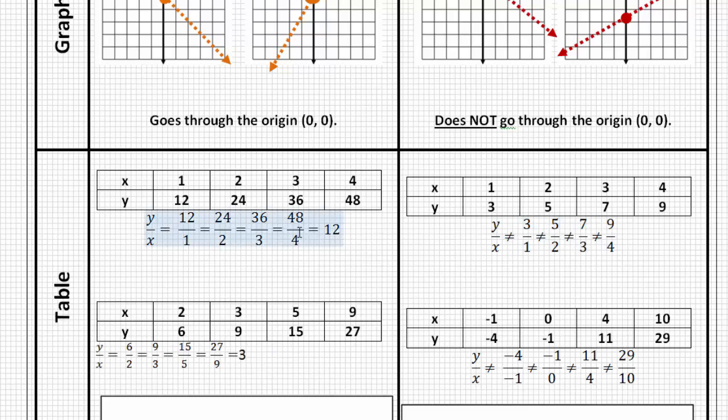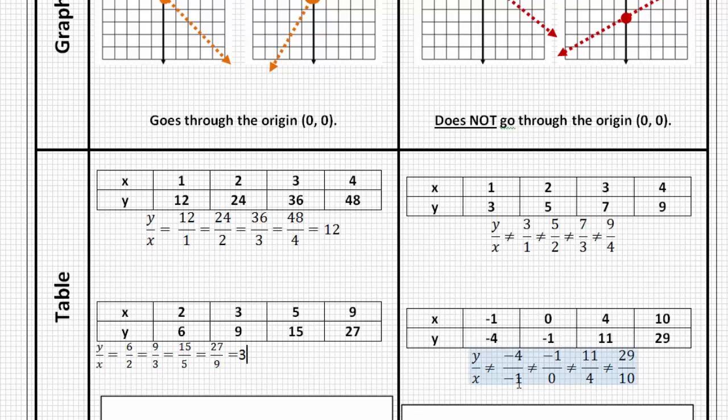But look over here. On our non-proportional relationships, that pattern doesn't hold up. While they're still linear, the raw y and x values from the table do not create equivalent fractions. 3 divided by 1 is 3, 5 divided by 2 is 2.5, so on and so forth. We get different numbers as we divide the y by the x. Same with this fourth example.